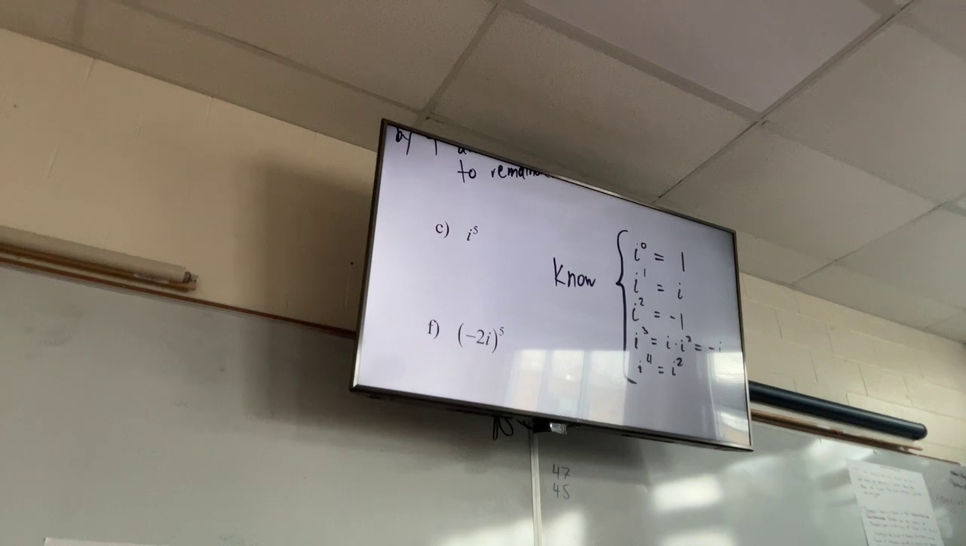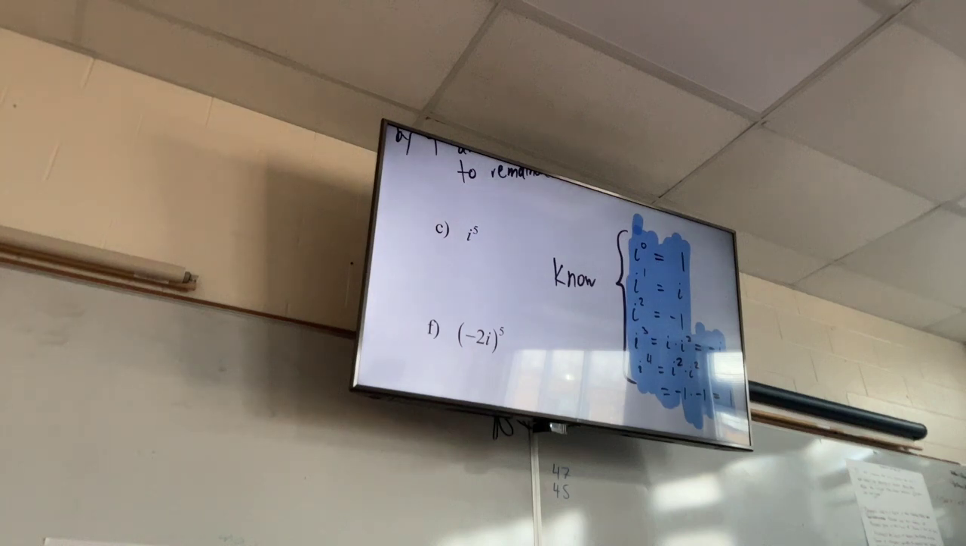And i to the 4th is going to be what? It's going to be i squared times i squared, right? What's that? -1 times -1, which is what? +1. So you do need to know this stuff. Either figure out how to memorize it or figure out how to rederive it for yourself. Maybe on a test, if you forget, you can just do i times i times i times i. That'll tell you that i to the 4th equals 1.